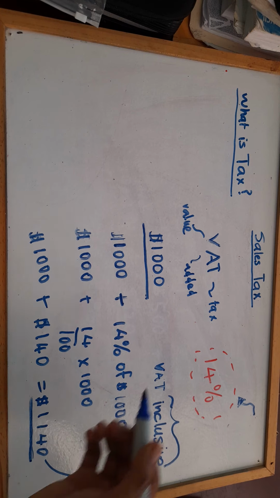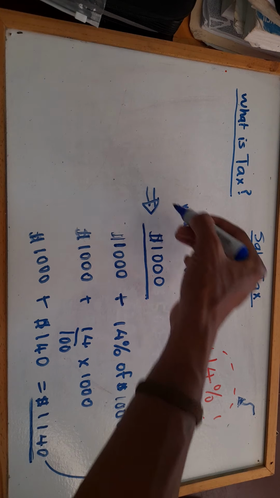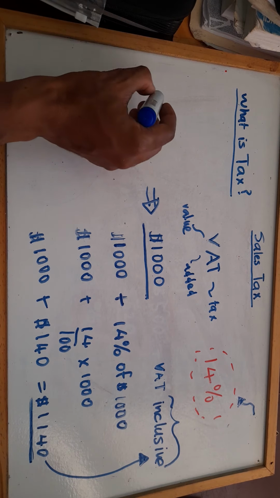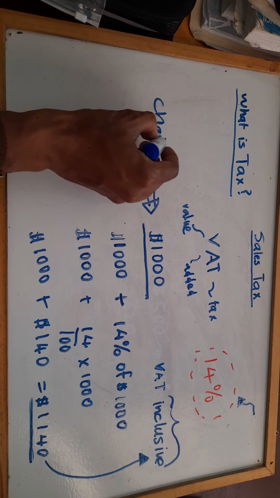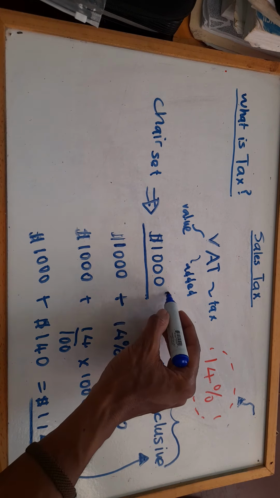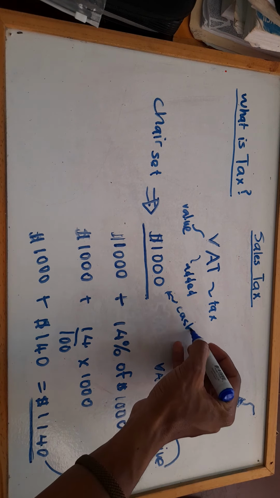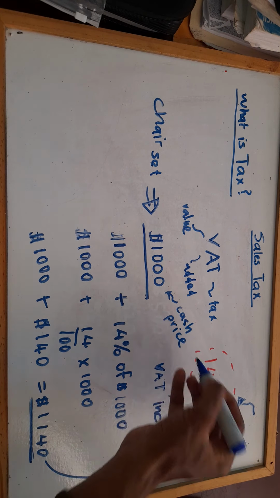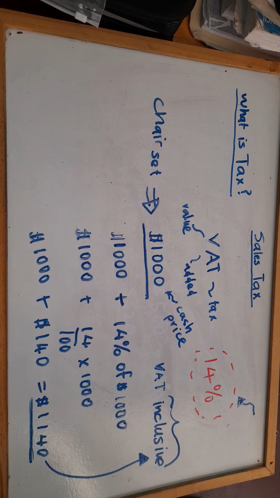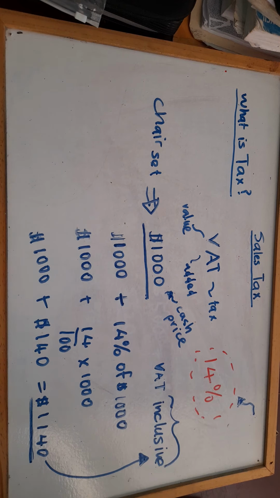So recapping, the chair set. The company purchases the chair set for $1,000. This $1,000 is known as the cash price. This is the amount of money that the company has paid for it, the cash, right? Paid cash. This is VAT exclusive.